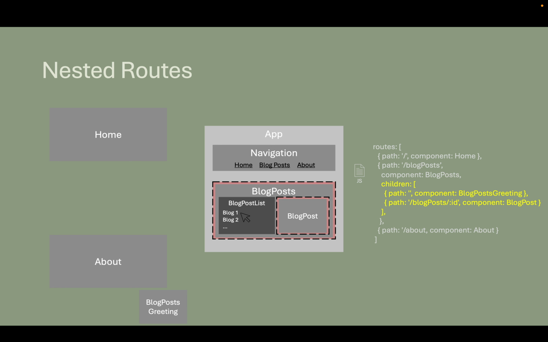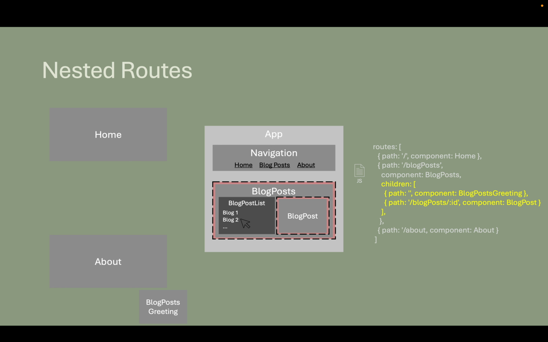If I click a different blog, the same blog post component will be reused. But of course, the content is changed. It's showing the detailed content of blog post 2, right?